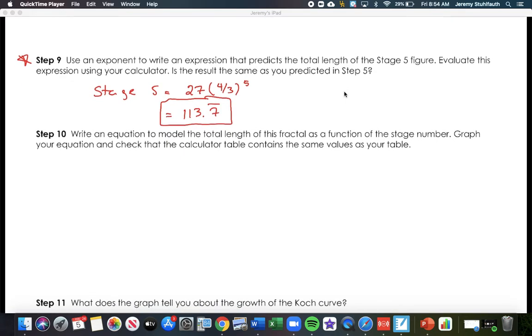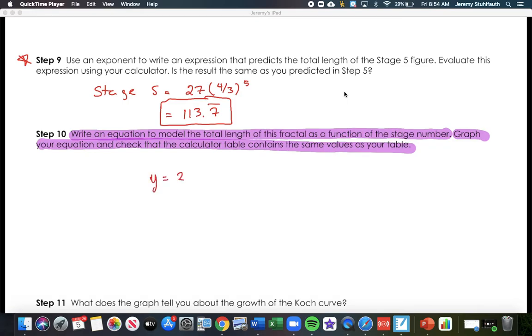So the question is, can we write an equation that models the total length of this fractal as a function of the stage number? Then we want to graph our equation and check that the calculator table contains the same values as your table. So if we wanted to come up with an equation that represents the length of the fractal as a function of the stage number, what we would have is y is equal to our initial amount times our constant multiplier raised to the x power, where x equals the stage number.